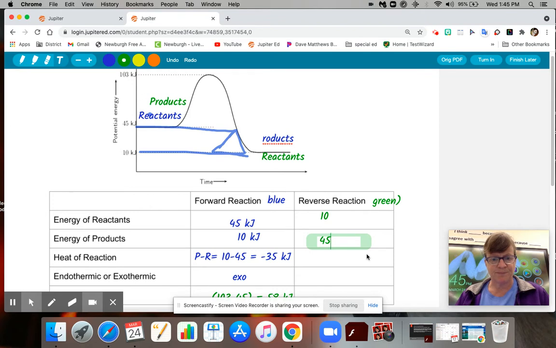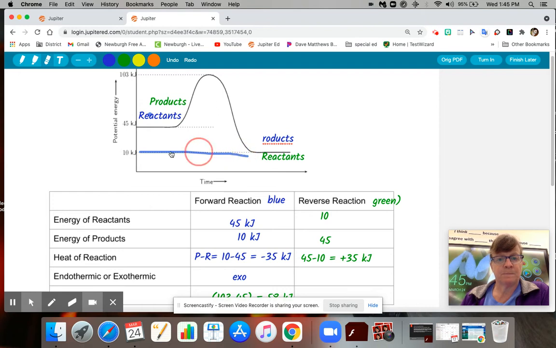Because they're going backwards. My heat of reaction will be now 45, right? Because now we're talking about my products. We're going products minus reactants. And it'll be positive 35, which makes sense because if I'm looking in the backwards direction, you can see it's going overall upwards. Does that make sense? That's positive because it's going to be endothermic. So again, reverse means to go backwards.